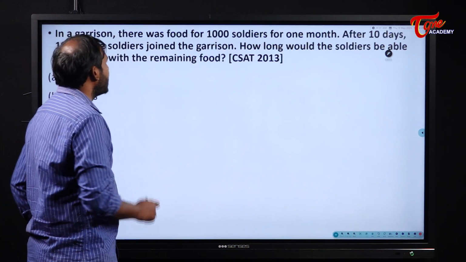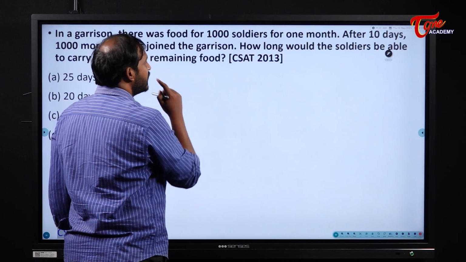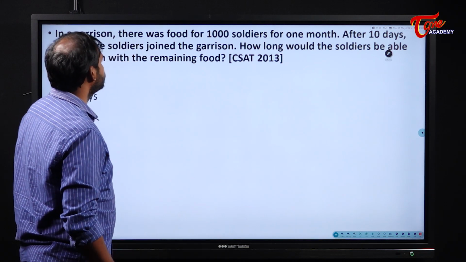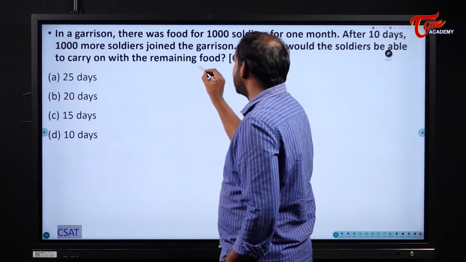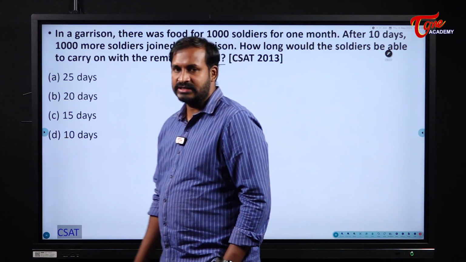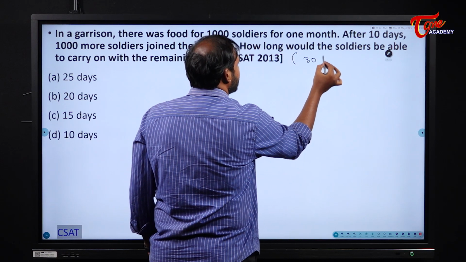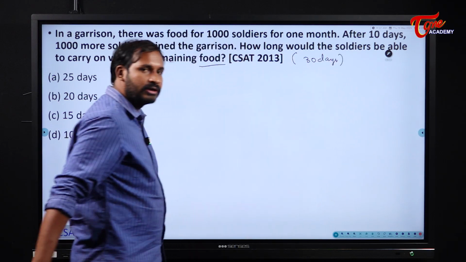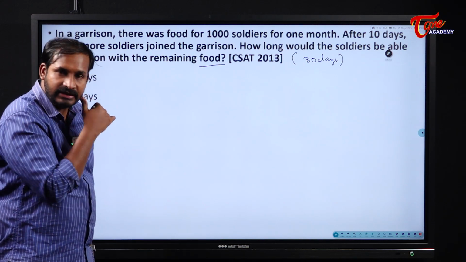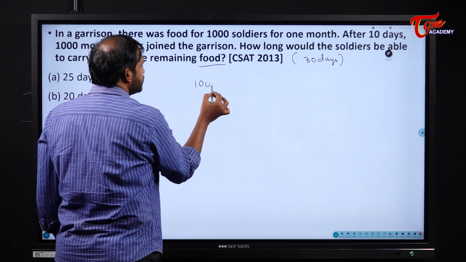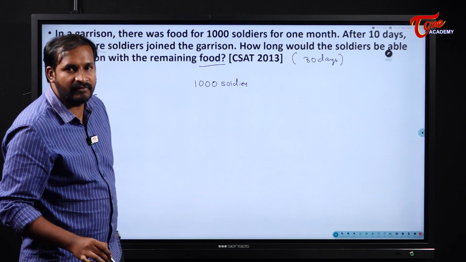Next, we will see some of the previous year's questions which were asked in the last few years. In a garrison, there was food for 1000 soldiers for 1 month. After 10 days, 1000 more soldiers joined the garrison. How long would the soldiers be able to carry on with the remaining food? That is the question for us. Actually, here they will mention the month's days also. Assume it as a 30 days month. The garrison had food for 1000 soldiers for 1 month. If the number of soldiers increases, the number of days the food lasts will decrease.